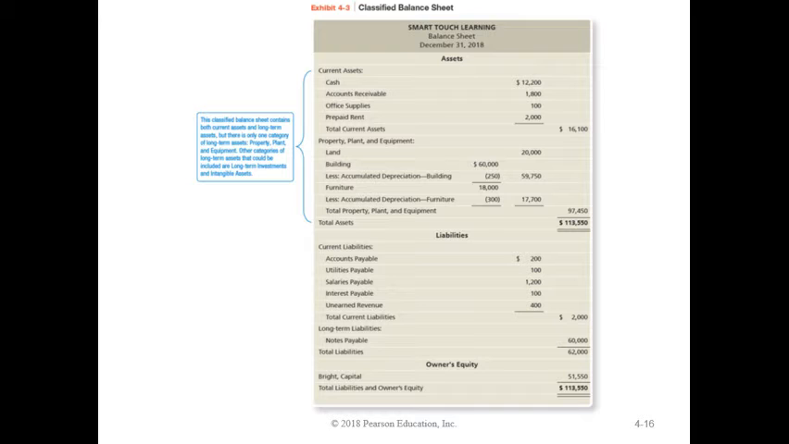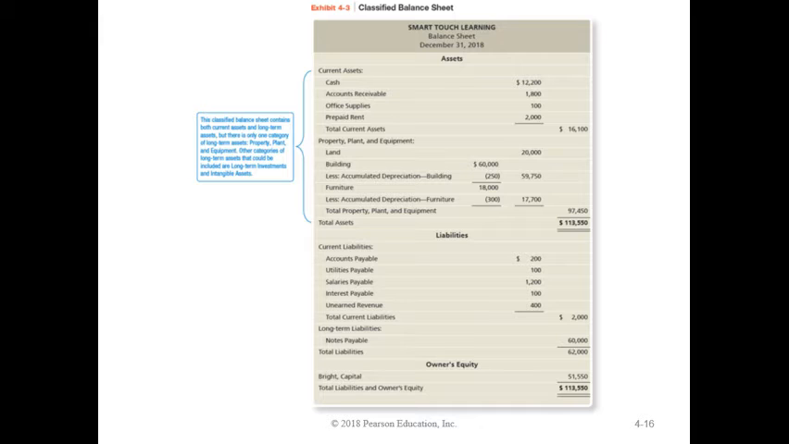So here we have an example of that classified balance sheet, and what you'll notice here on this example is you'll see that we have the different categories within the assets and the liabilities. So we always start with our current assets, and then we move into our long-term assets as well. In this case, this classified balance sheet only has property, plant, and equipment. It does not have long-term investments or intangible assets, but both of those could also go within that section.